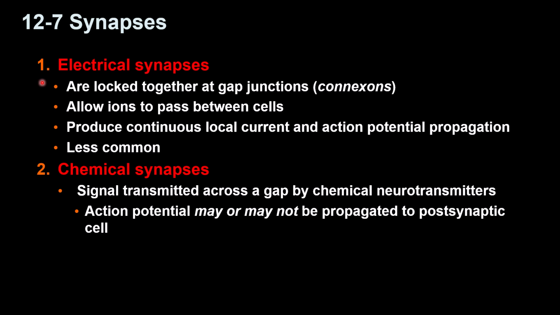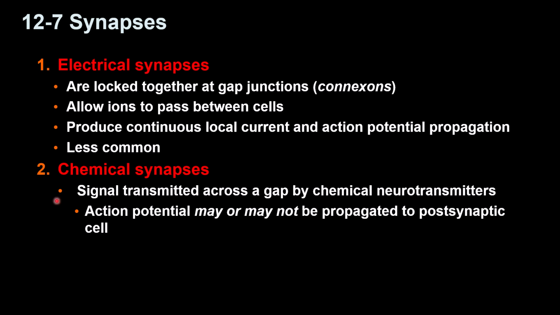A good example is smooth muscle and cardiac muscle. So not all muscle cells are connected to a nerve fiber. Some of them are connected. The other ones get the stimulation through the gap junctions.